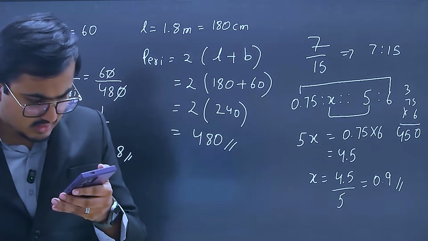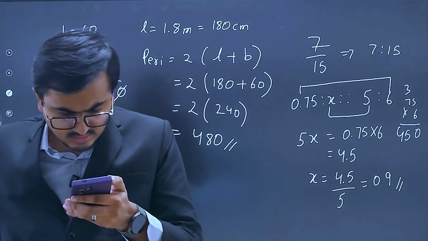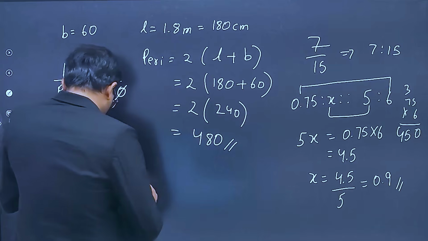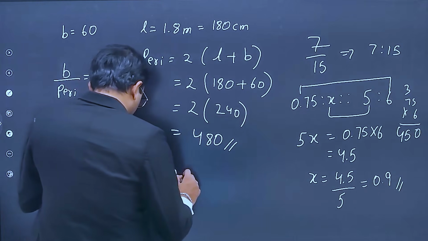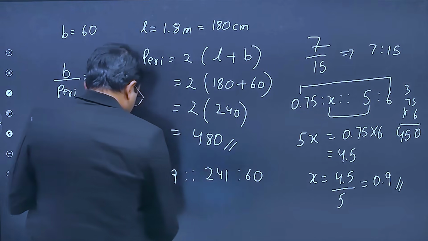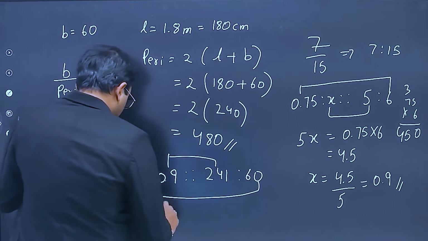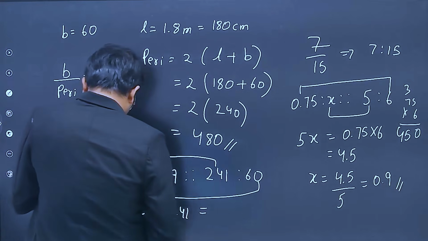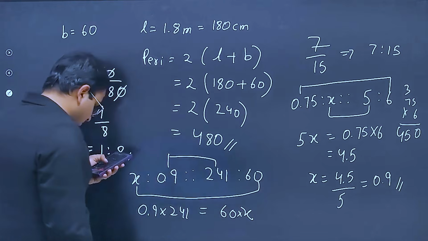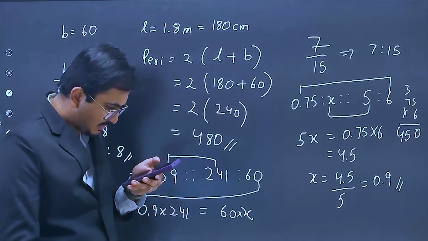One more question. Same question, right, guys? Proportionate to 0.9, proportionate to 241, proportionate to 60. Just multiply the extremes, multiply the means. That is 0.9 into 241 will be equal to 60 into x. Find the value of x. Same. Praneeth, I hope it is clear.